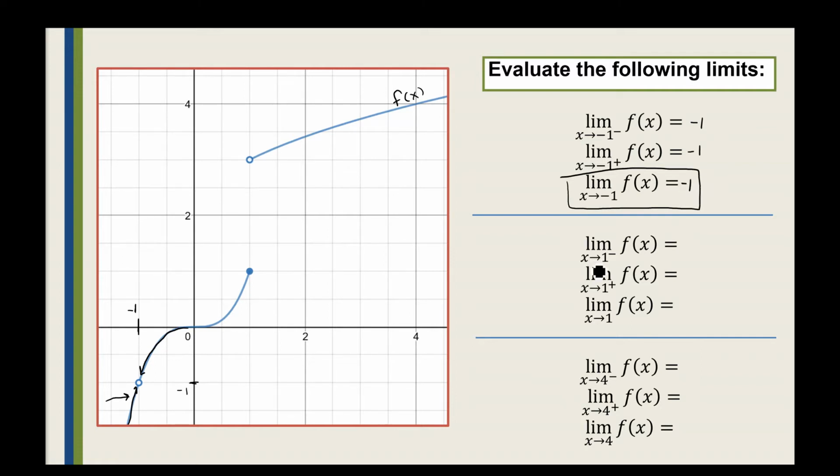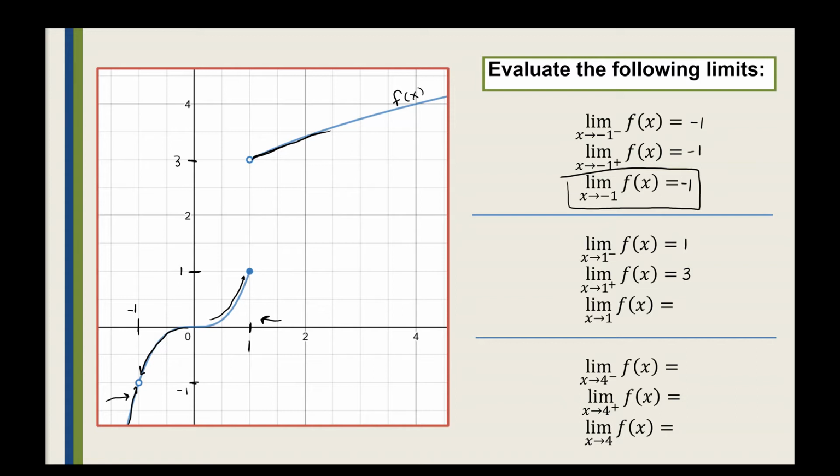Now, if we take a look at the limit as x approaches 1 from the left, you can see that as x gets really, really close to 1 from the left, your y values are getting really, really close to +1 as well. So the limit as x approaches 1 from the left of f of x is equal to 1. Now, as x approaches 1 from the right, it looks like your function is way up here. So as x approaches 1 from the right, your function values are actually approaching 3. So the limit as x approaches 1 from the right of f of x will equal 3.